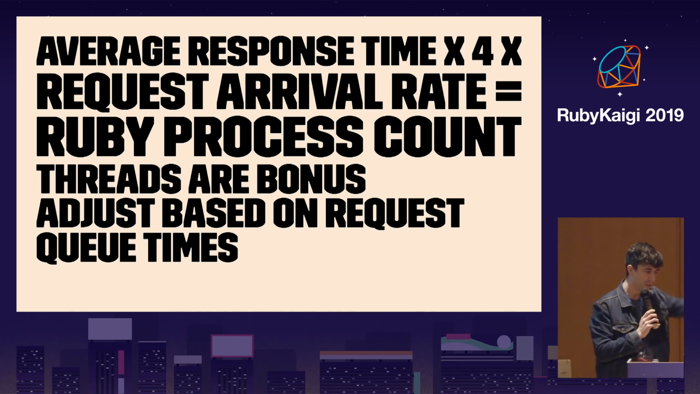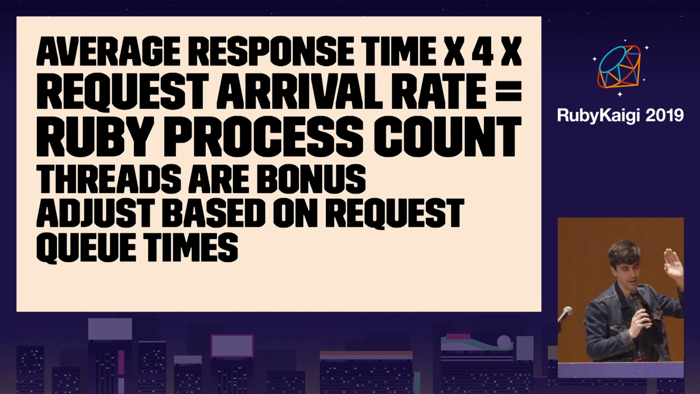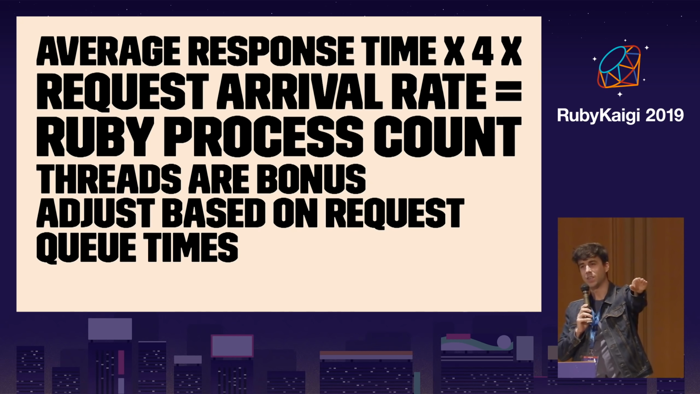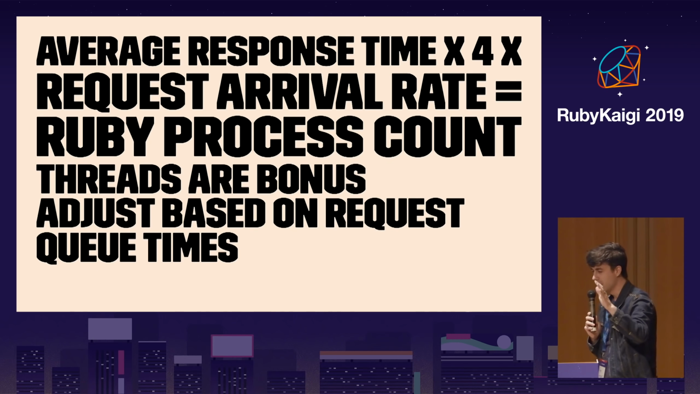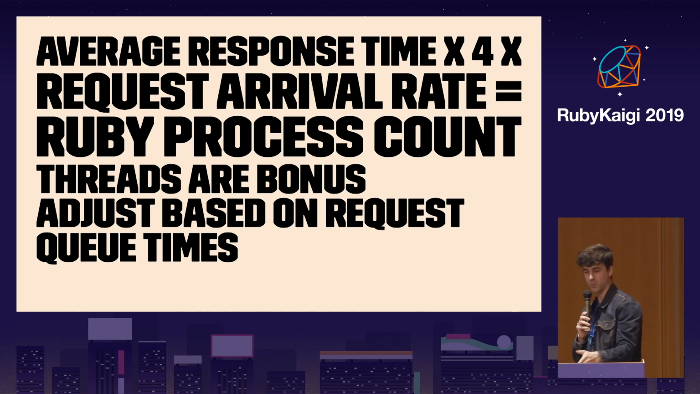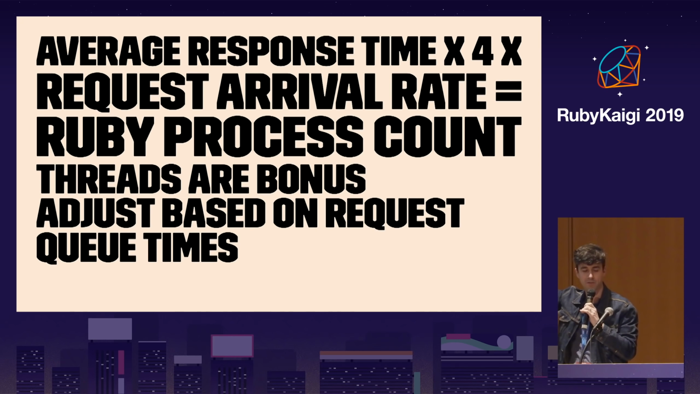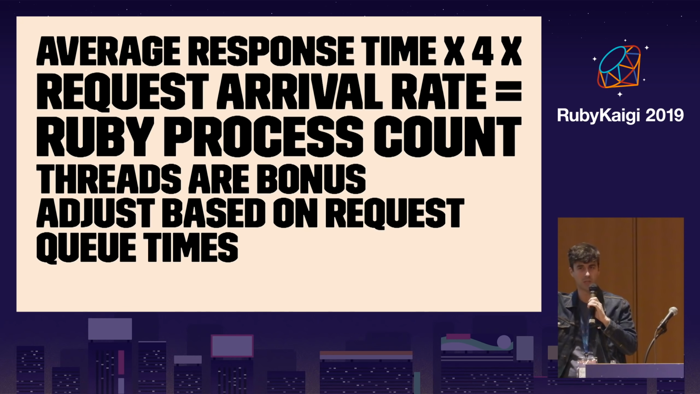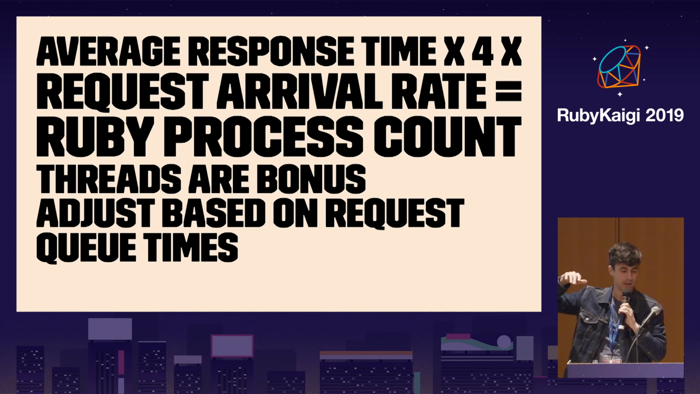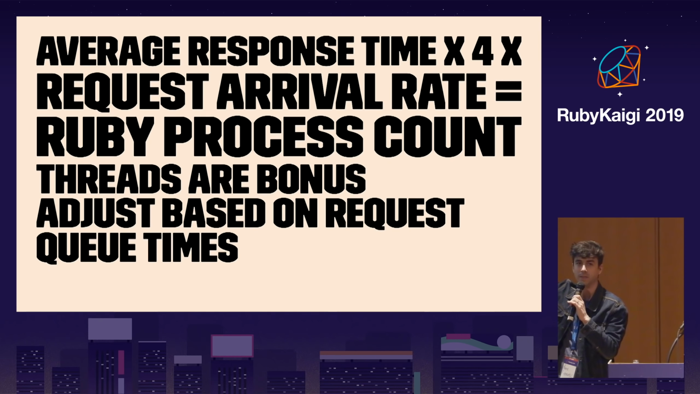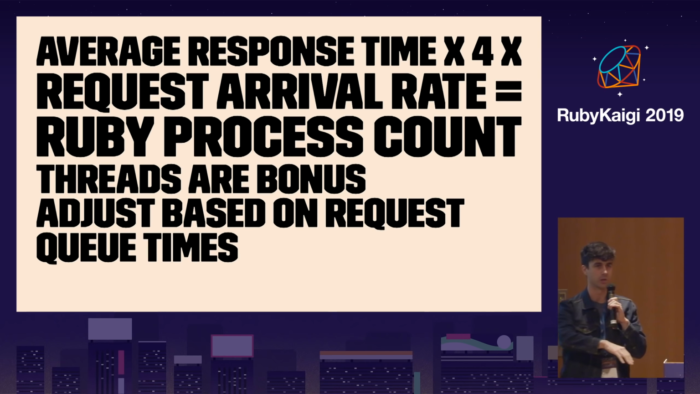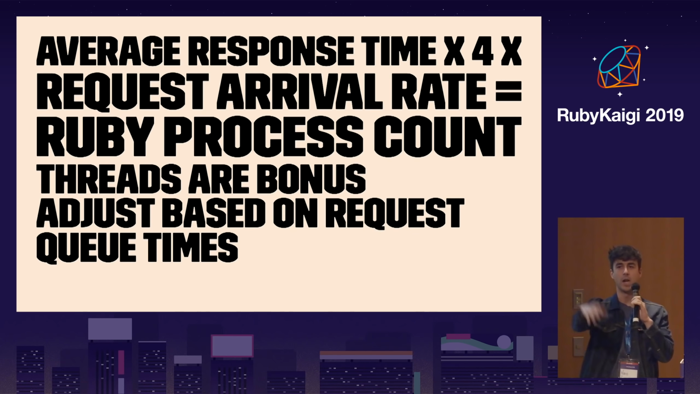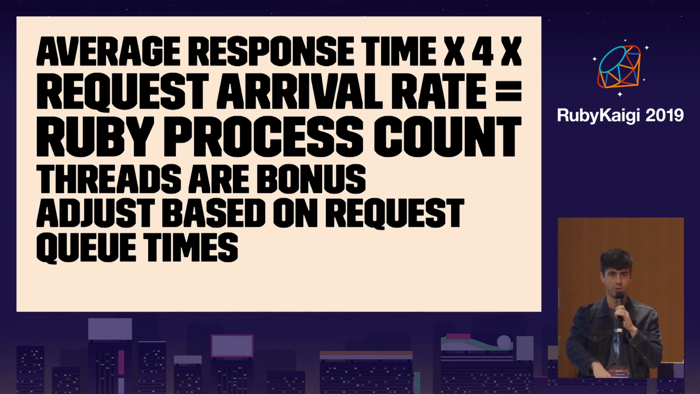So if you were sleeping in the back and you weren't paying attention, this is the slide to wake up for and take a picture of and then go back to sleep. This is the slide that's going to save you the big bucks. So take your average response time of your application, multiply by 4, then multiply by the request arrival rate, so the number of requests per minute or second or whatever. That gives you a number of processes that you need across your entire infrastructure, okay? So divide it up amongst however many servers you have.